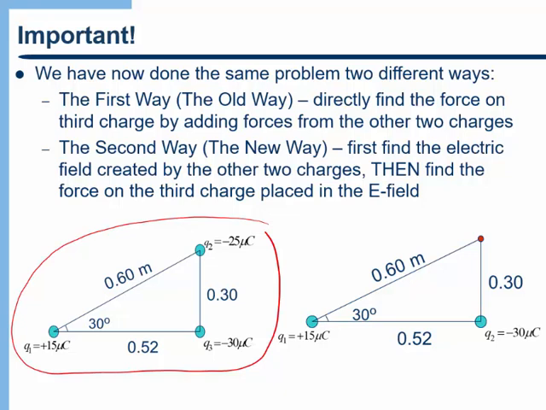So the way we just did it is we first found what is the electric field created by these two charges at this point. Once we knew the electric field at that point, we then placed a charge there and asked what the force was. And of course we got the same answer because it's got to work out the same both ways. So remember that the way we envision things now is charges create electric fields, and then if I put a charge in that electric field, it will experience a force.